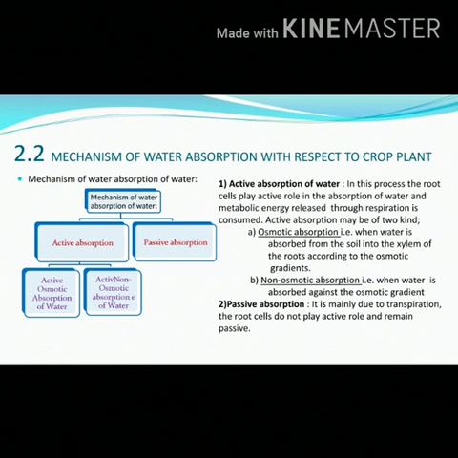First of all, we will discuss what is active absorption of water. In active absorption of water, the root cells play an active role in absorption of water and metabolic energy released through respiration is consumed. So, active absorption may be of two kinds. Osmotic absorption, that is when water is absorbed from the soil into the xylem of the root according to osmotic gradients, and second is non-osmotic absorption, that is when water is absorbed against the osmotic gradient.